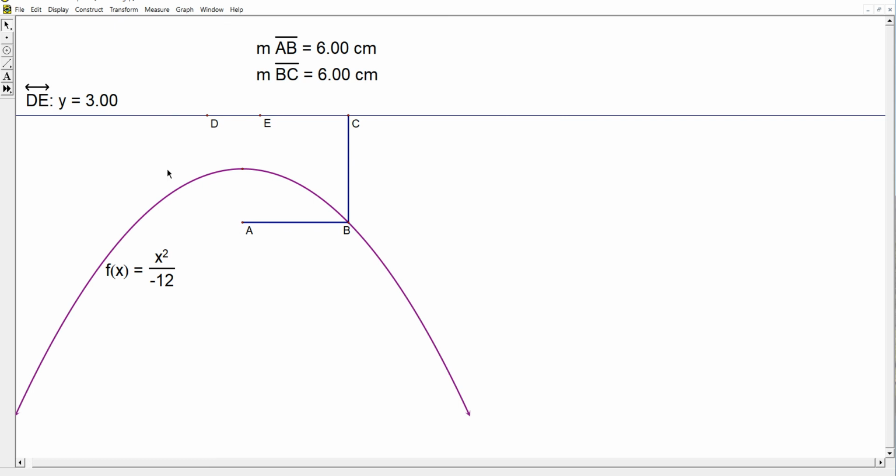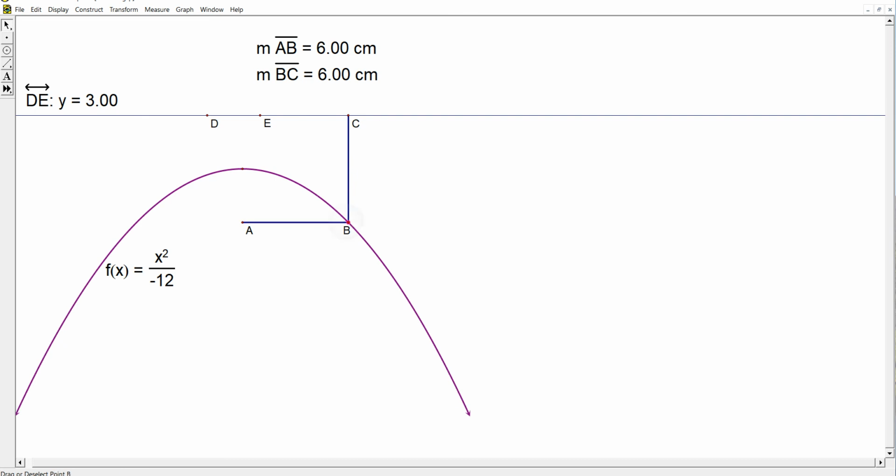Line DE, that line up at the top, is called the directrix. It's a line that the parabola always bends away from. The parabola never crosses the directrix. It bends away from it. Now, B is a point on the parabola that I can move.